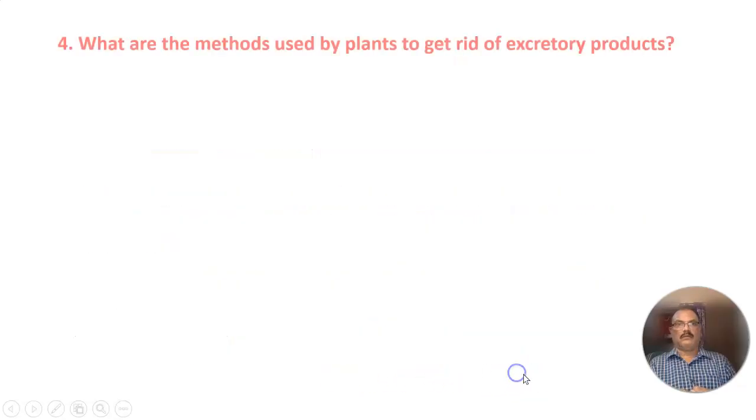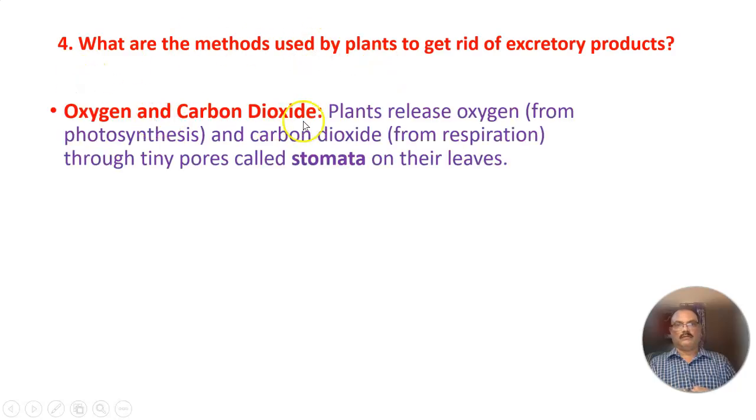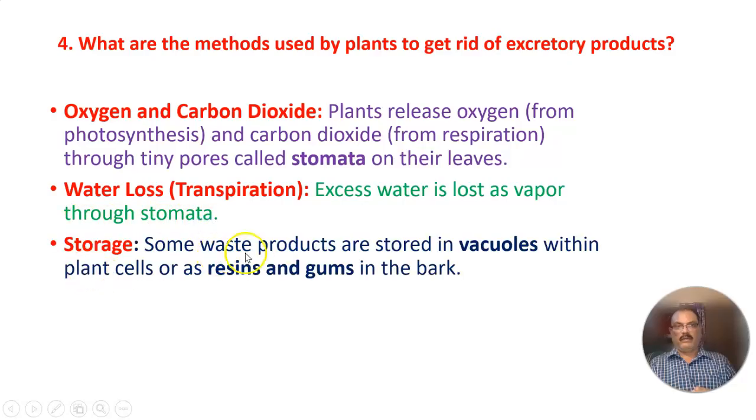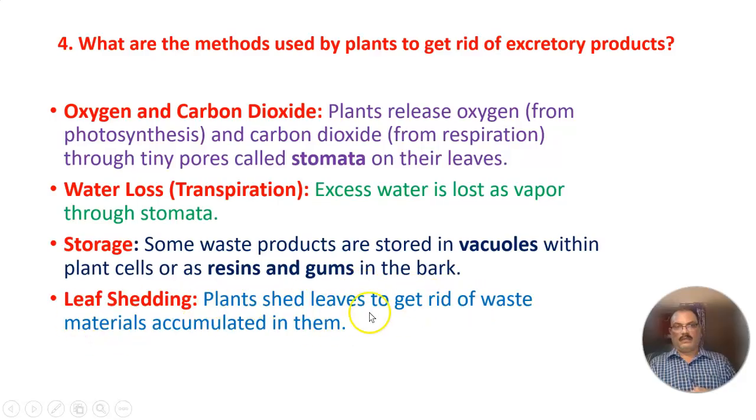2. What are the methods used by plants to get rid of excretory products? Oxygen and carbon dioxide. Plants release oxygen from photosynthesis and carbon dioxide from respiration through tiny pores called stomata on their leaves. Water loss. Transpiration. Excess water is lost as vapor through stomata. Storage. Some waste products are stored in vacuoles within plant cells or as resins and gums in the bark. Leaf shedding. Plants shed leaves to get rid of waste materials accumulated in them.